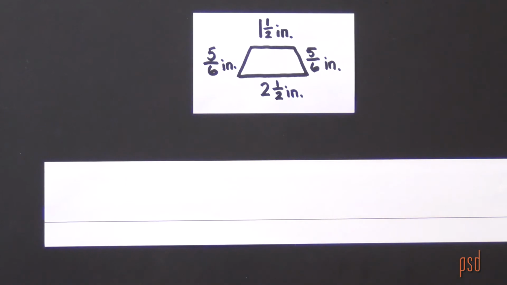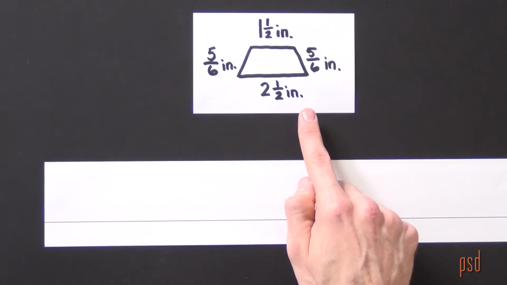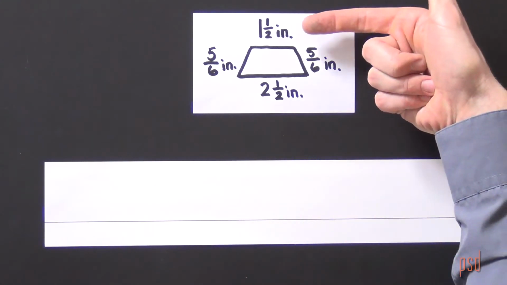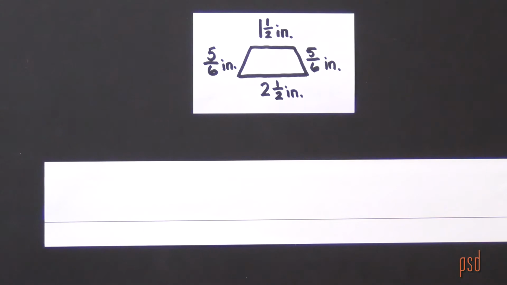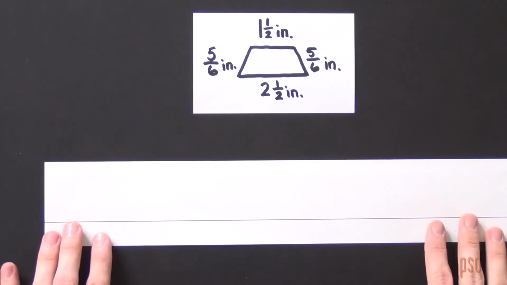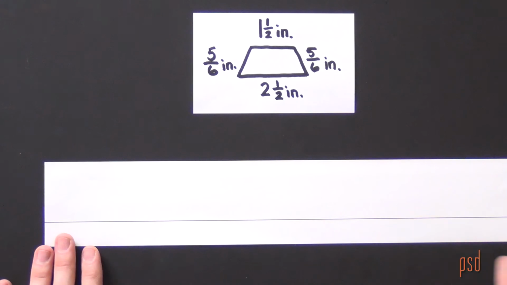Here I have Jacob's shape. You can see it's an isosceles trapezoid because each of these legs are 5/6 inches. The base at the bottom is 2.5 inches, and the base at the top is 1.5 inches. In order to add these fractions, I will be using an open number line.